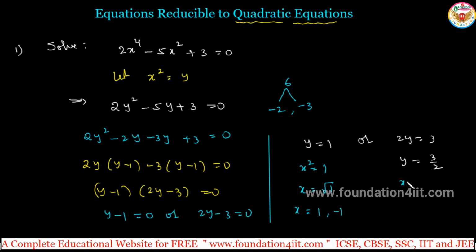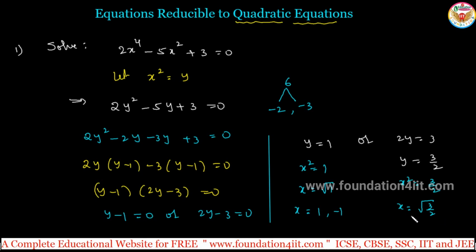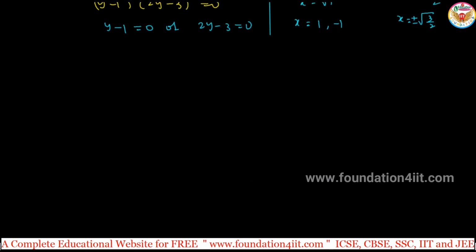Same way, x square is equal to 3 by 2. x is equal to square root of 3 by 2. So you can take plus or minus separately, or we can simplify, or you can take plus or minus. x is equal to plus or minus square root of 3 by 2. We can find the answer for this. If the question is not a quadratic equation, we have to reduce it to a quadratic equation and then solve. Take one more example, one more question I'll show you.